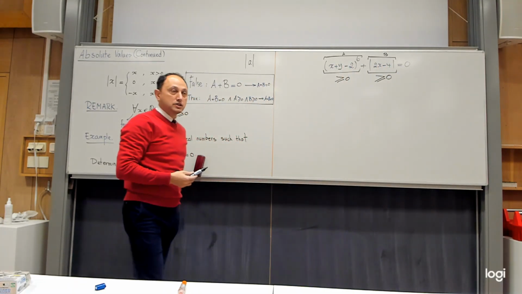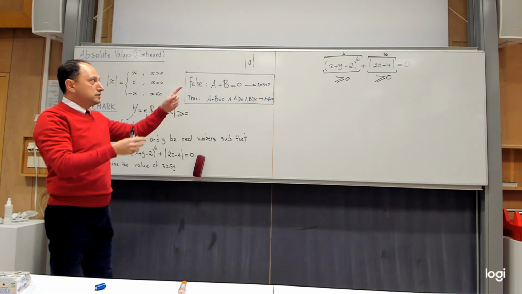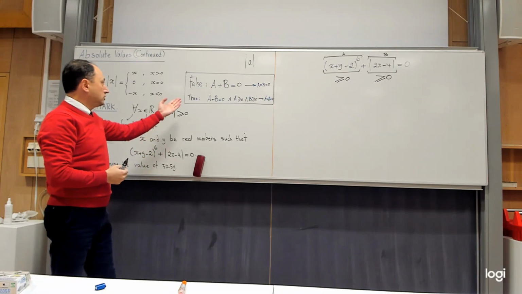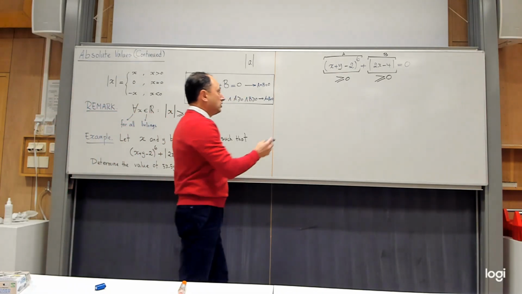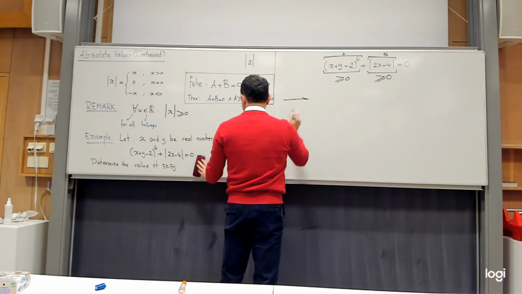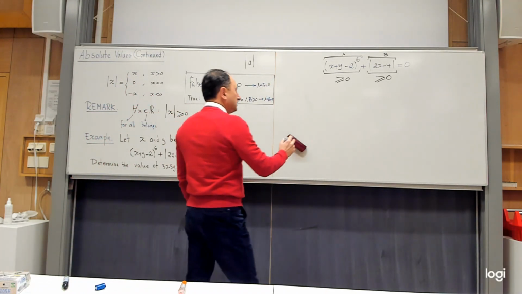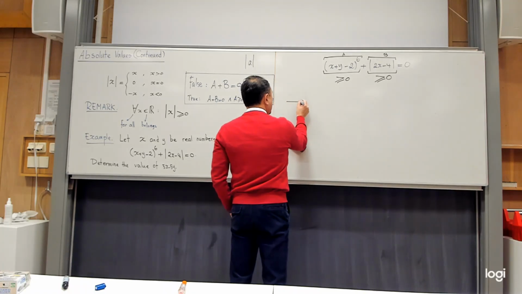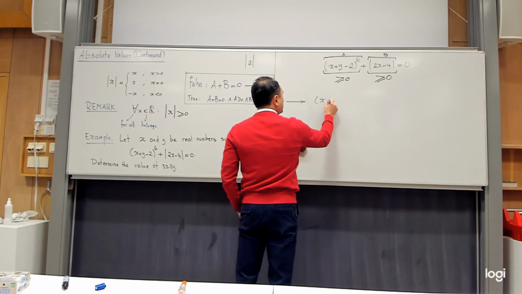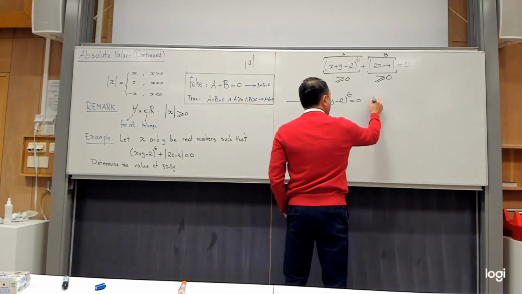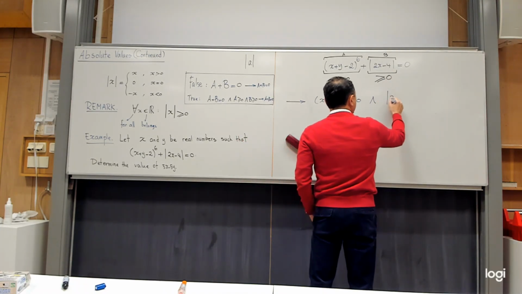So what happens? I have two non-negative numbers A and B, and the sum is equal to 0. According to what we learned, what is the conclusion? They are both equal to 0. So this means that the first one is 0, and the second one is also 0.